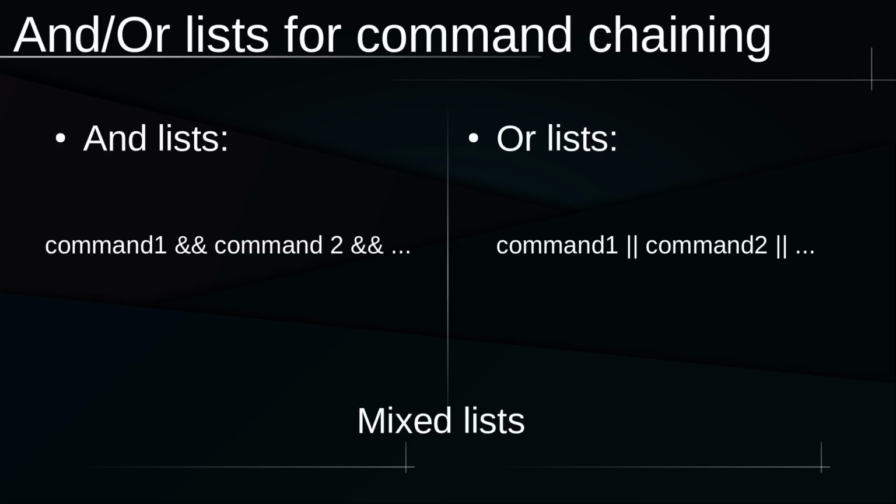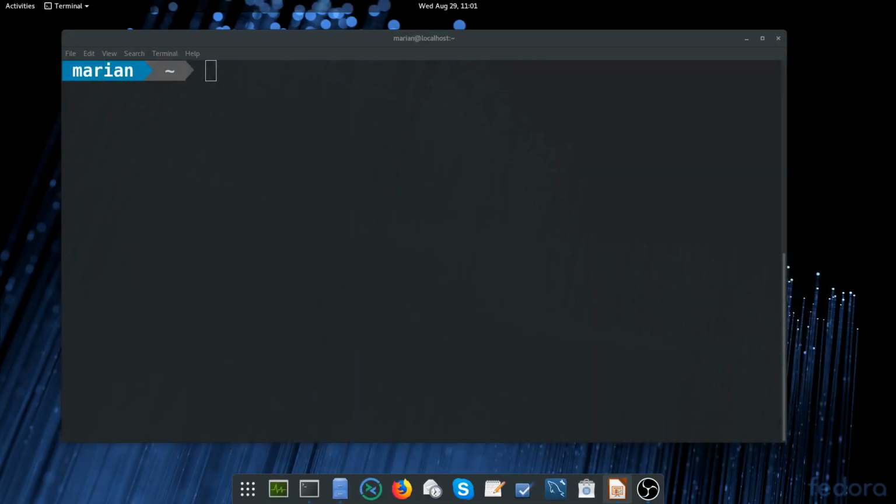Here you have the basic syntax for AND lists and OR lists respectively, and we're also going to take a quick look at mixed lists. So let's fire up a terminal and go through some simple examples.